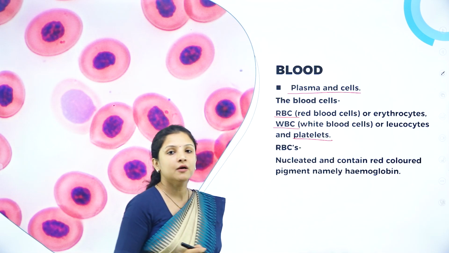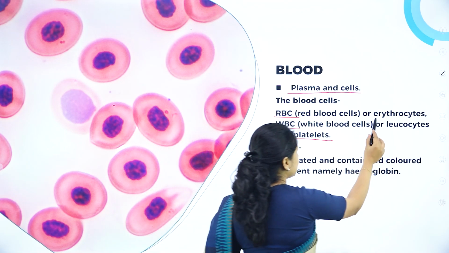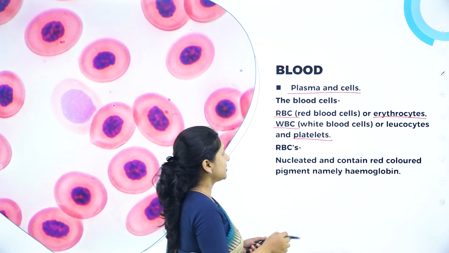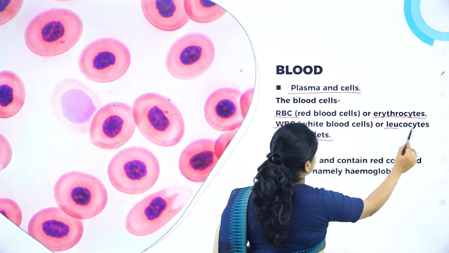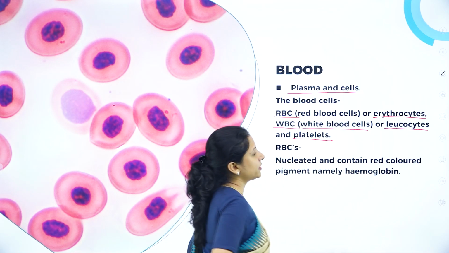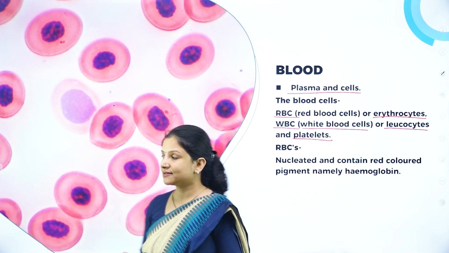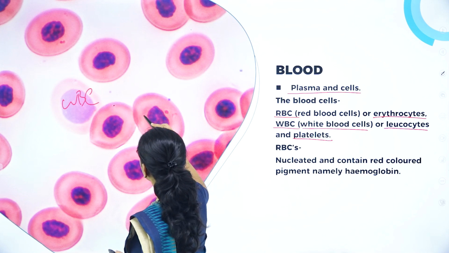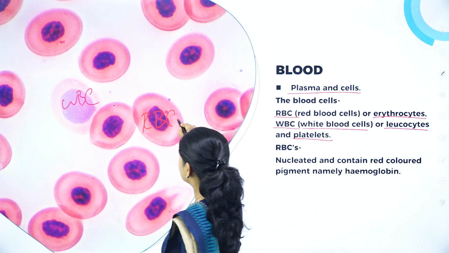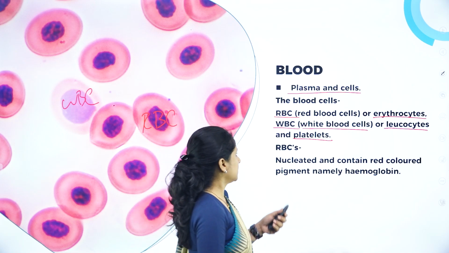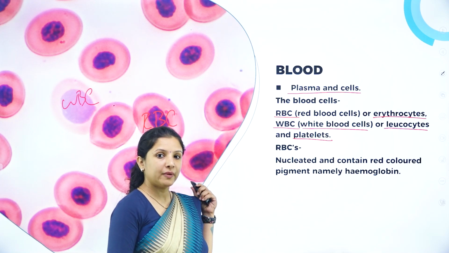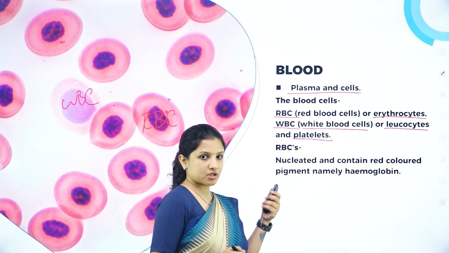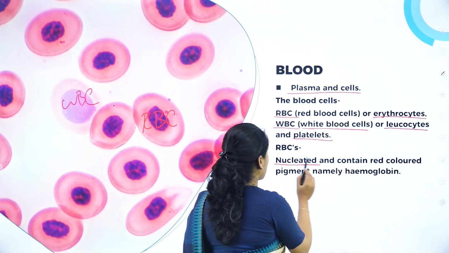So RBCs, which are also called erythrocytes, form the red blood corpuscles or the red blood cells, and then the WBCs, which are called leukocytes, form the white blood corpuscles or the white blood cells. So this is how they look under the microscope, and they are stained. RBCs are nucleated. This is important for a 1 mark question. Meaning they have a nucleus.